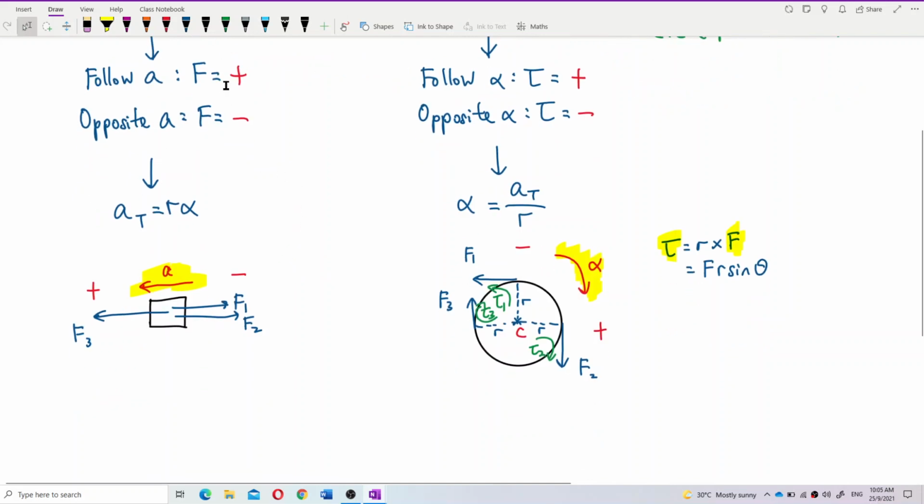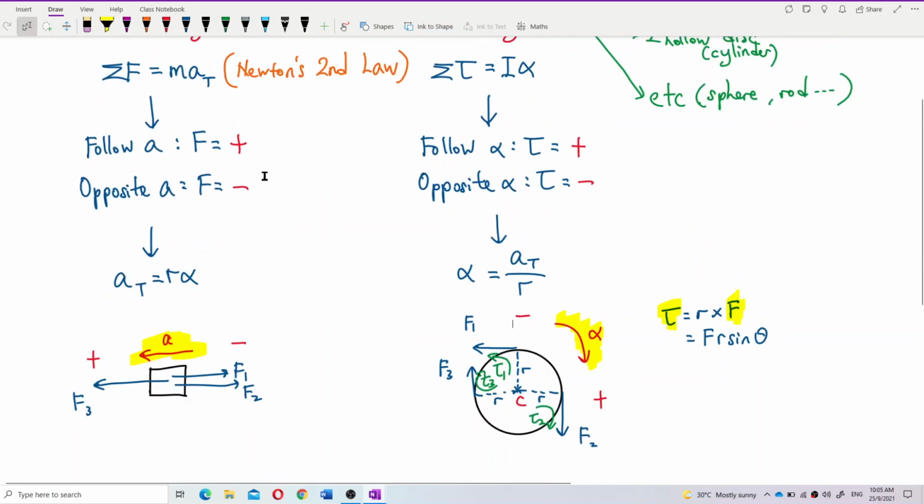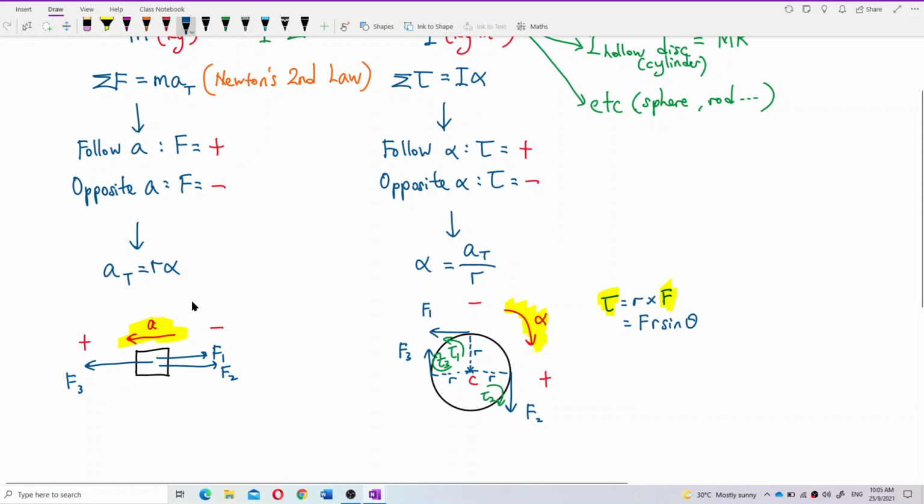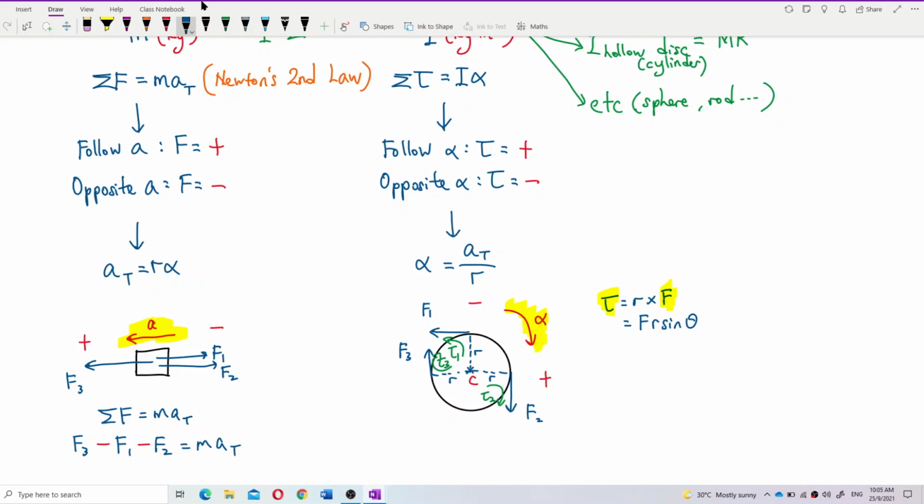Let me write it down. Maybe I apply total F equal to ma here. We know total F equals m times the tangential acceleration. For this case, we can put F3 as positive, but F1 and F2 are negative. This is the way we write ma.